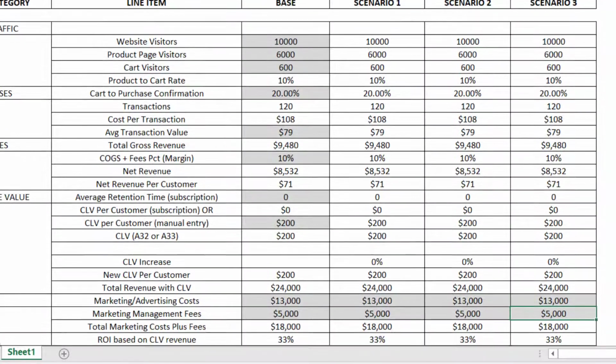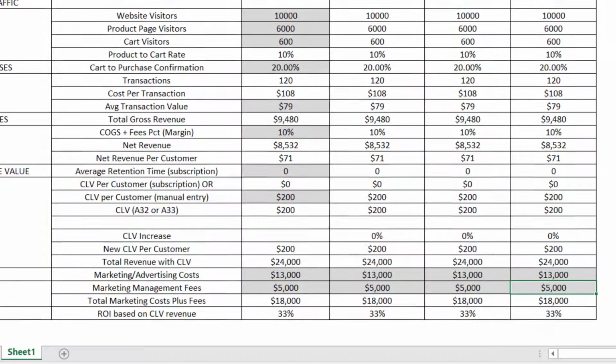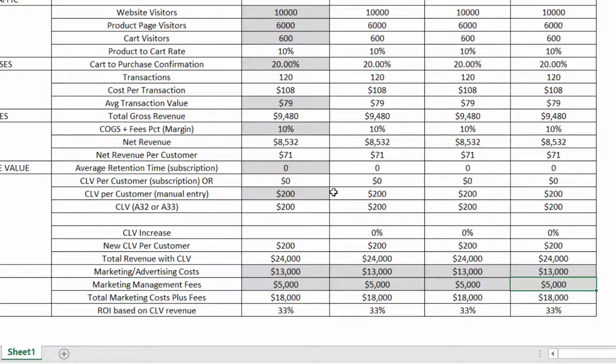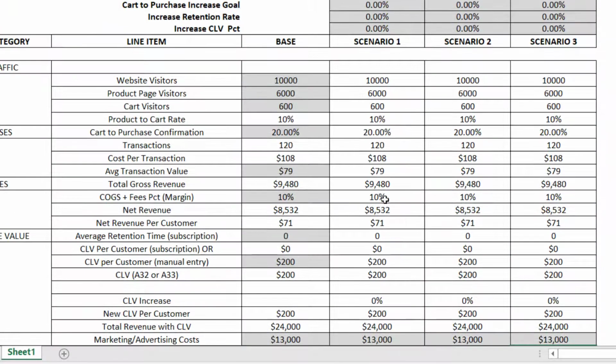So we're going to enter everything in gray. I've already put some information in here, including, let's go to the bottom here, just for this exercise, marketing and advertising costs per month, as well as management fees. So it's $18,000 in marketing spend. So let's circle back to the top right here.